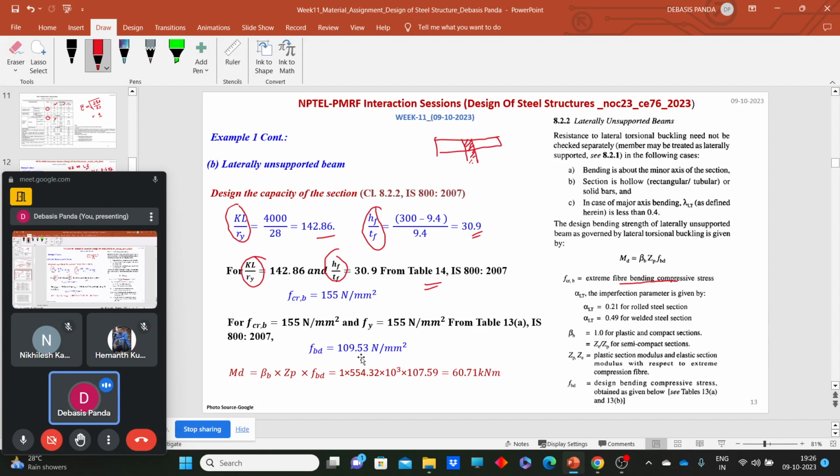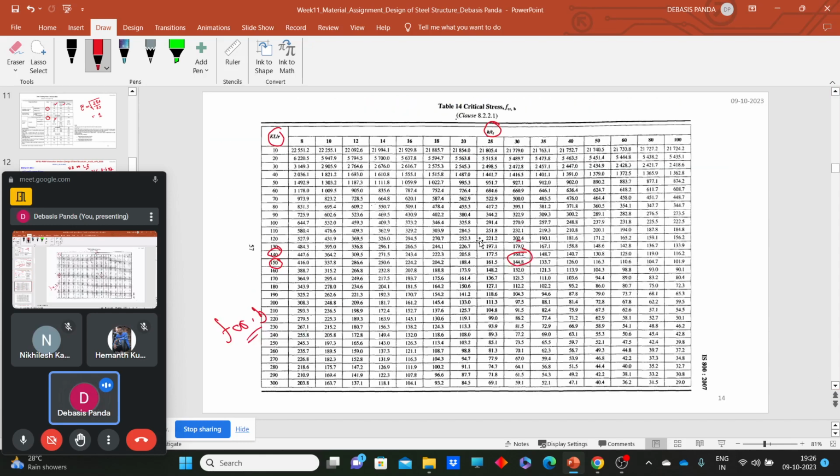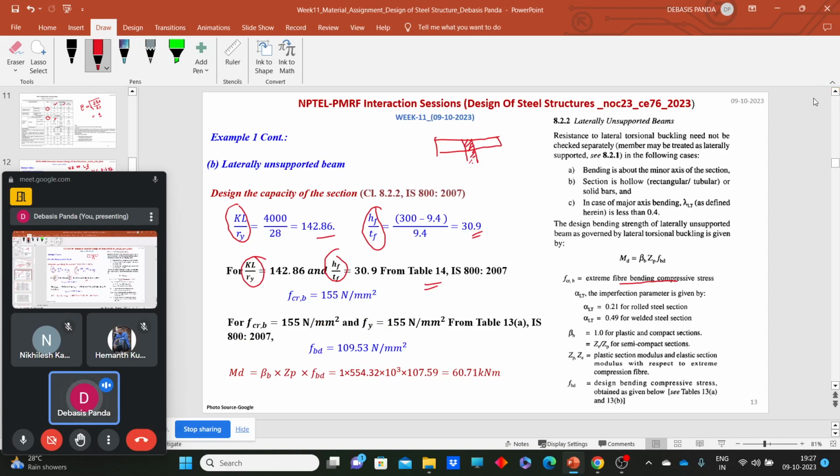This comes as 155. You can see here, with respect to 150, it was 144 and 160. So obviously in between 144 and 160 the value will be 155 or 56 something. So that comes as 155. Now this parameter, you can also consider hf by tf directly as 300 by 9.8. If you do so, that provision is also there in our code, that you can directly check with the overall height.